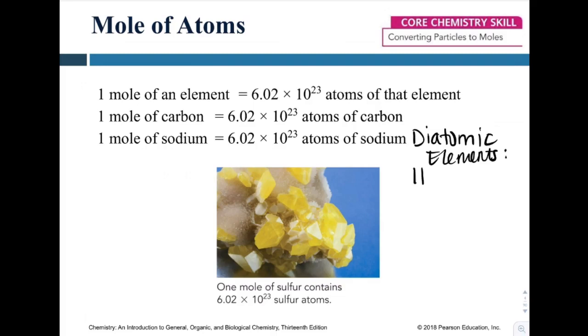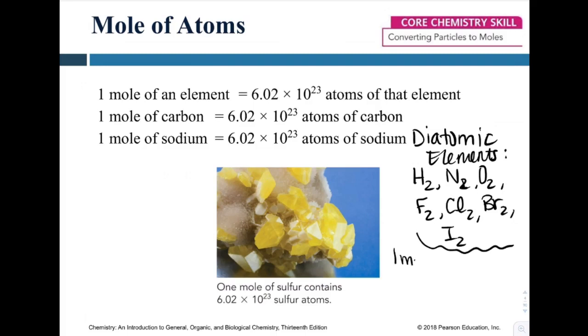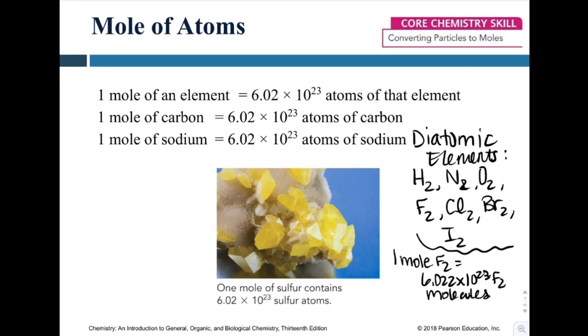If you're talking about hydrogen, nitrogen, oxygen, fluorine, chlorine, bromine, or iodine, 1 mole of fluorine would be equal to 6.022 times 10 to the 23 fluorine molecules. If you wanted to find the atoms, you'd have to do 1 more little conversion because there's twice as many F atoms in 1 F2 molecule.